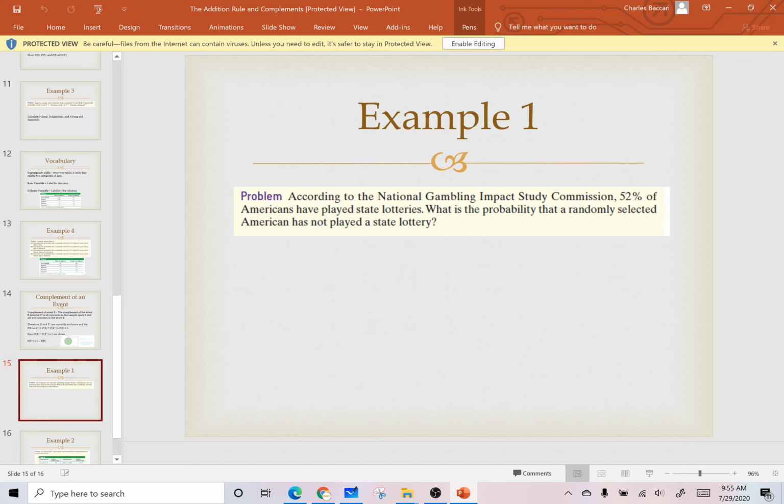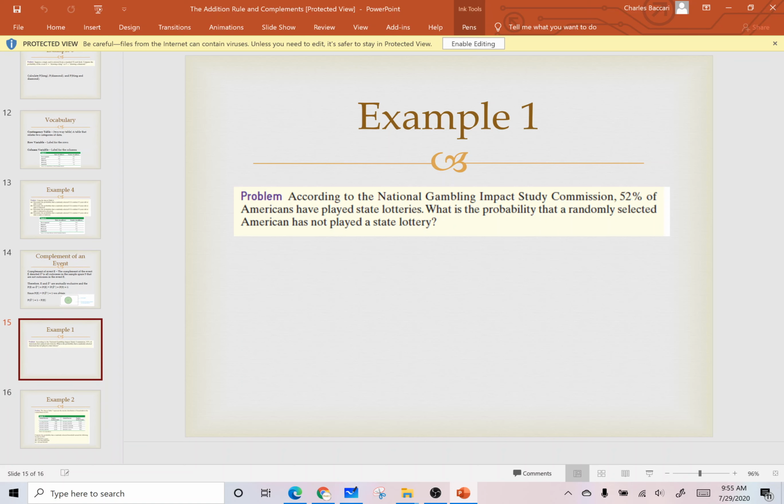So it says, according to a national gambling impact study, 52% of Americans played state lotteries. What is the probability that a randomly selected American has not played the state lottery? Well, that's easy to figure out, because if I gave you $52, out of the 100, I have 48 left. And so 48% is the answer to this question. It's anybody who has not played.